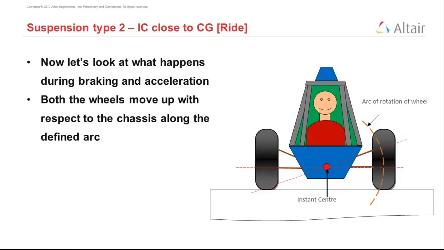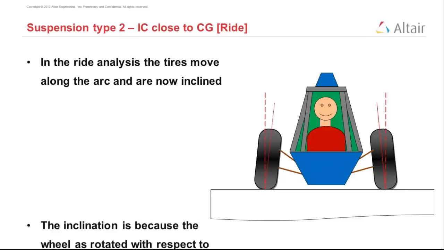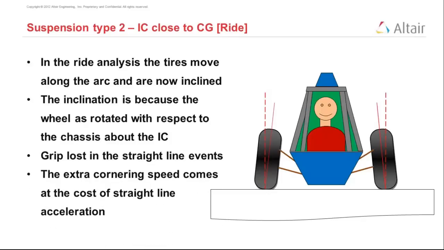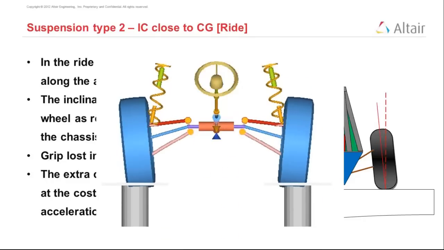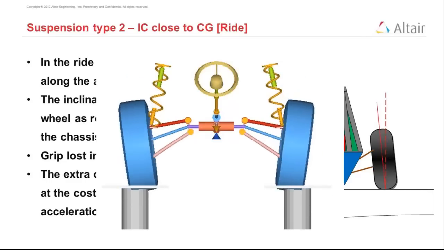That is the ride analysis. When we do the ride analysis, the vehicle actually goes down, the wheels still move about the arc, the chassis is still upright with respect to the ground, and now there is an inclination angle that shows up. Grip is lost in straight line events. The extra cornering speed that can be generated because the contact patch stays flat has actually come at the expense of straight line acceleration. You can see this happening in the ride analysis straight away. If the suspension moves up and down together, there is a huge camber angle induced and the grip goes down.